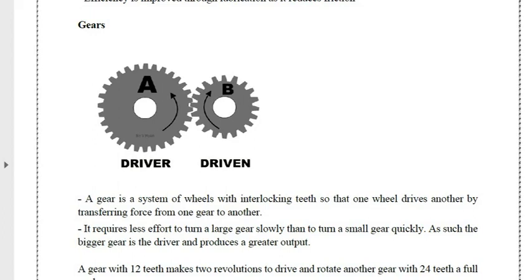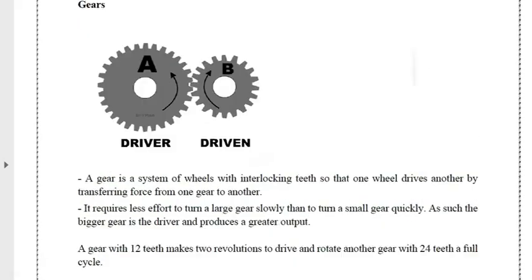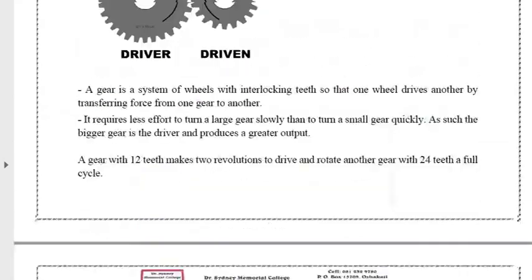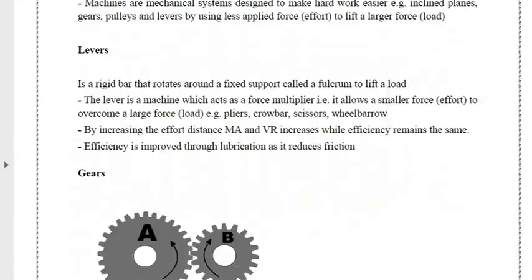So the effort that you're going to apply on the large gear is going to be less effort, but it's going to end up having a resultant output for this output gear. So we have what we call an input gear and an output gear.